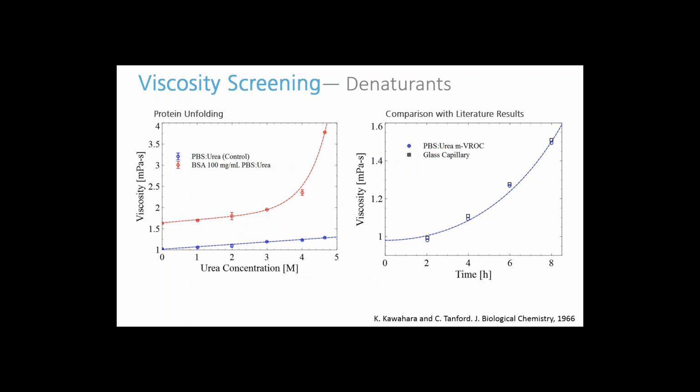The next example is a check on the effect of a denaturant concentration on the viscosity of a solution. Here we have BSA solution, 100 milligrams per ml in PBS, and we add urea. As you can see, after some critical concentration, we see protein unfolding with an exponential increase in viscosity after that concentration. You can also see how for our control solution, PBS and urea, on the figure on the right, we get really good agreement with literature data based on capillary measurements.